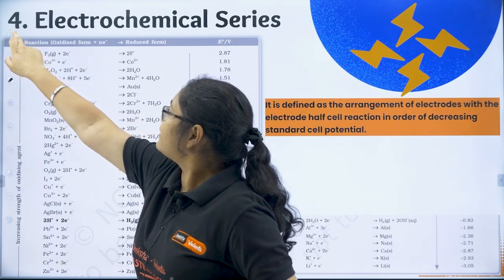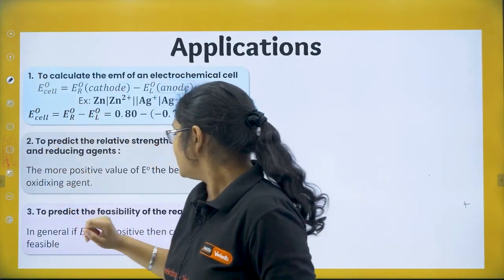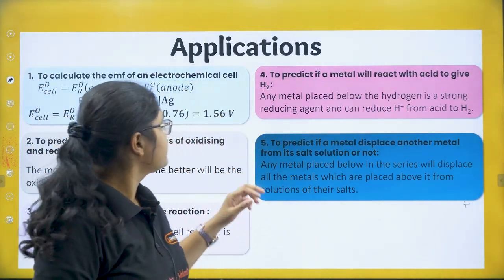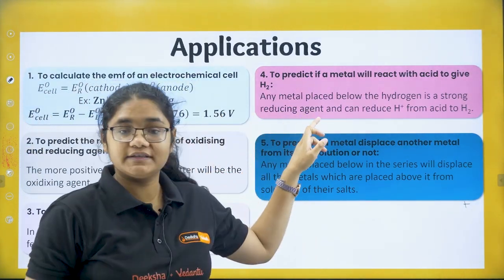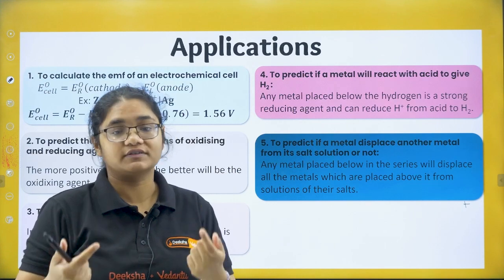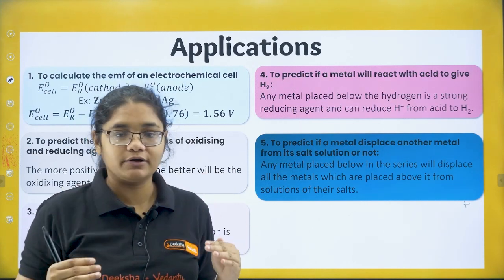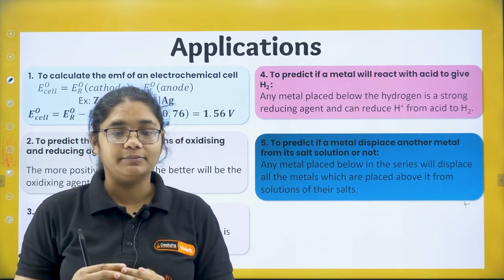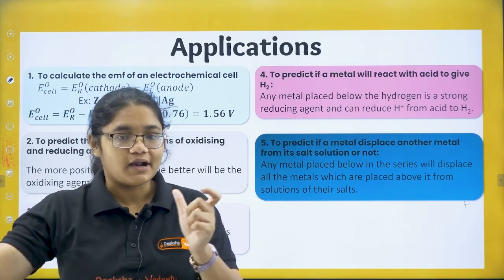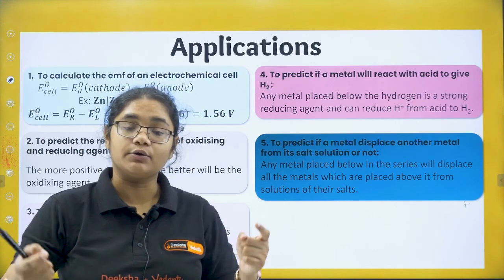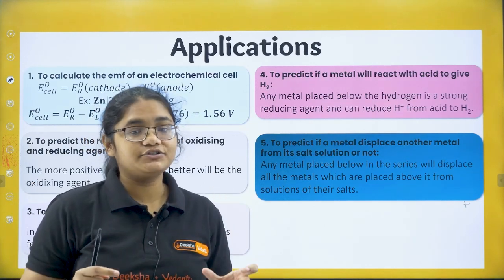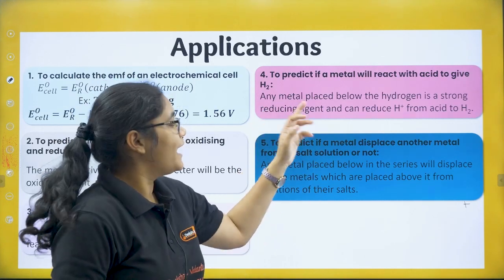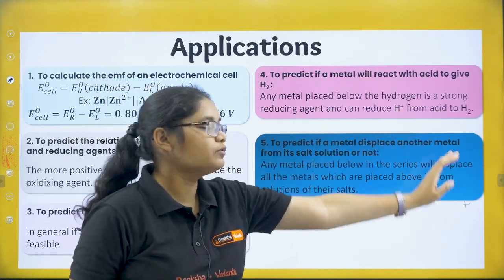If it is undergoing oxidation, it will behave as a reducing agent. So that is why I told you that it is a very good reducing agent. Why? Because it tends to undergo oxidation. Below 0, or below hydrogen, the elements have negative reduction potential. Negative reduction potential means they are not interested in undergoing reduction, they are interested in undergoing oxidation. If oxidation is occurring, the nature will be what? A very good reducing agent, and they can reduce hydrogen to H2.